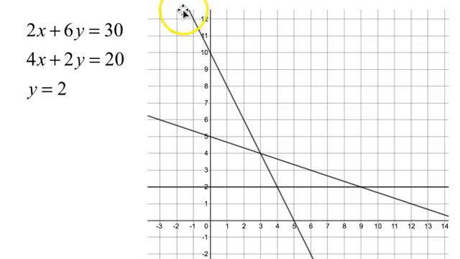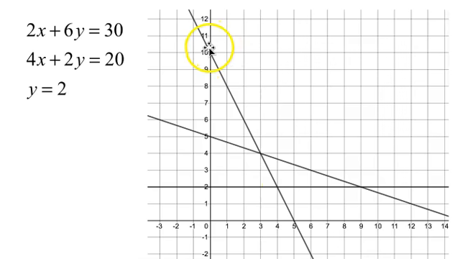So these are the 3 lines. This one has 0, 10, and 5, 0. This one has 0, 5, and looks like 15, 0 way out there. But if we're shading everything out, beyond, beyond, beyond, this is not a corner point because I've got to be beyond this line. This is not a corner point. It's got to be beyond this line.